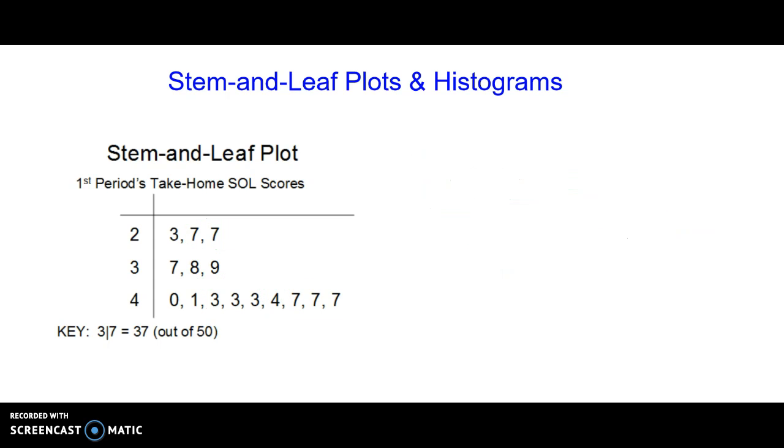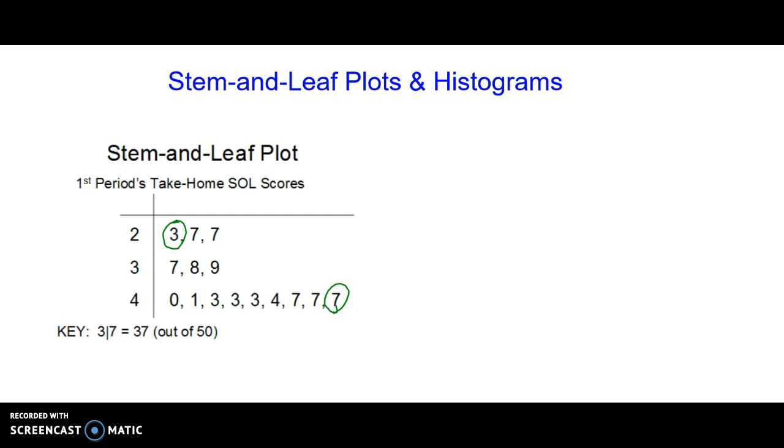So before we move on to histograms, one final look at the stem and leaf plot. Oftentimes when you're looking at a stem and leaf plot, you may be asked, well, what's the smallest piece of data that you have? The smallest piece of data will always be this top left leaf here. So in this case, 23 is our smallest piece of data. The largest piece of data will always be the bottom right leaf. So in this case, that's 7. So 47 is the largest piece of data.